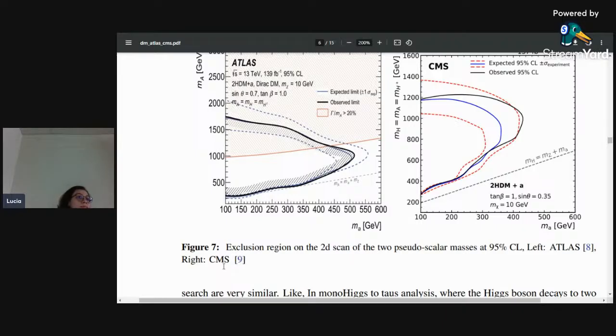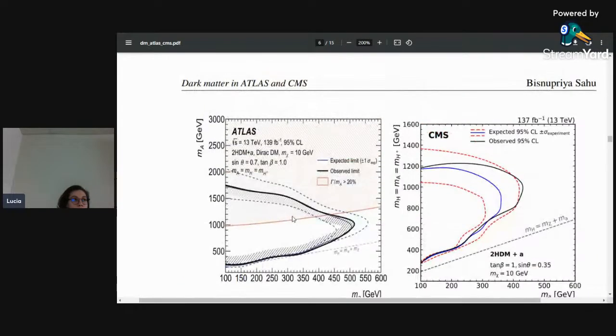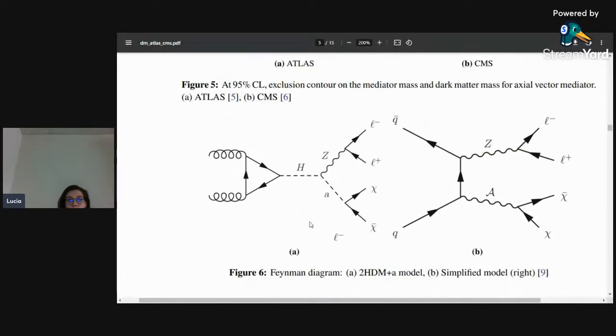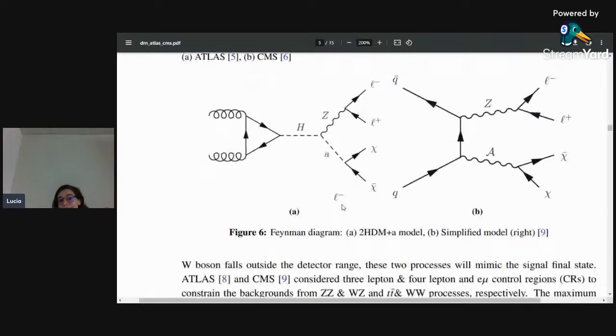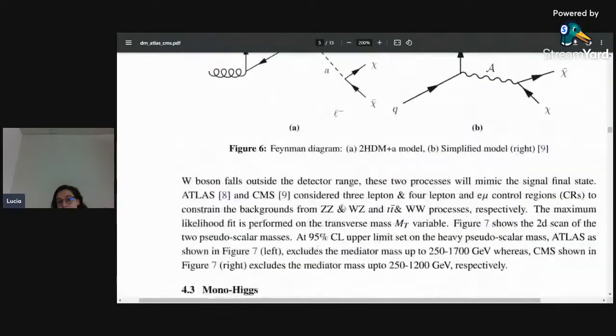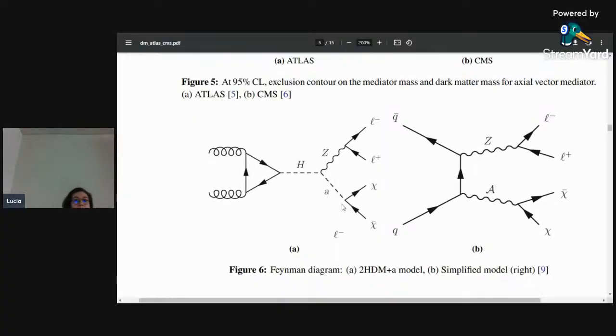So just to see if I got it, I don't understand. The narrow width approximation is to consider that the mediator is on shell. Which one is on shell there? Is it this little A, or is it the capital A? This little A. Yes, because, okay. If I want to propose a model in which dark matter will be produced by the little A, the region that I am constrained is only the part where it's shaded by orange. Is that it? Yeah, this is excluded.